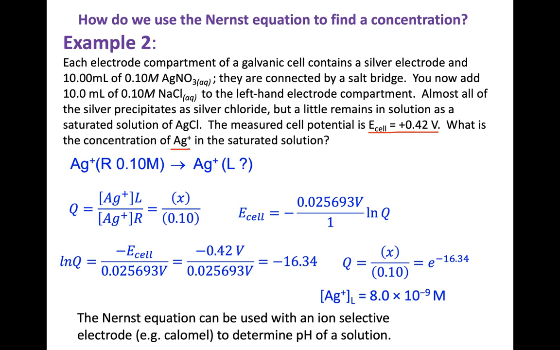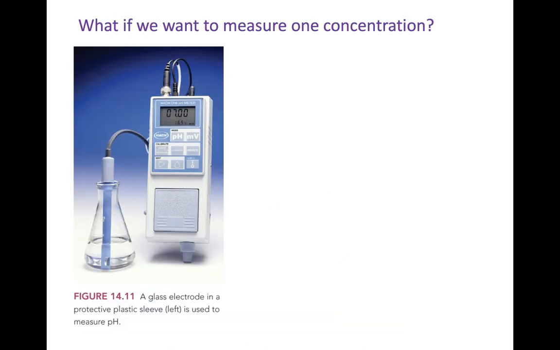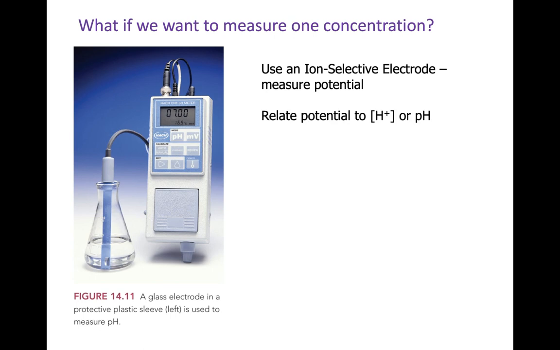So the Nernst equation can be used for selective electrodes. So if we are interested in, say, finding how much lead is in water, we could build an electrode that measures lead. If we're interested in finding the pH of a solution, we want to know what's the H plus concentration in solution. So we can make an electrode, for example, a calomel electrode, to determine the pH of a solution. So this is something you've already used before, a pH meter. And a pH meter is really an electrode that is measuring concentration. So it's an ion selective electrode, and what it's really measuring in solution is a potential difference between what's inside the electrode and what's inside your solution. Then you can relate quite easily mathematically the H plus concentration or the pH to that potential.